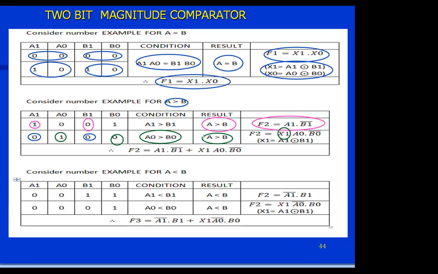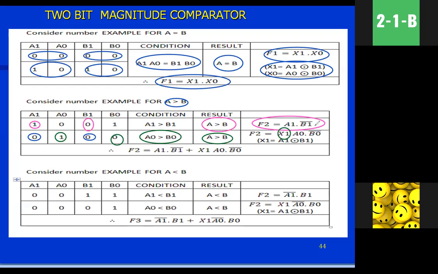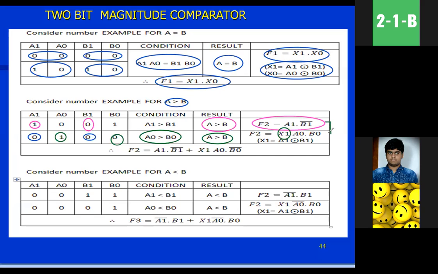Since a1 and b1 are identical, first I have to define this equality condition as well as the greater than condition. Now how does the output come? When can we say a greater than b? If any one of these two possibilities occurs, I can say a greater than b. What are the two possibilities? The first possibility and the second possibility.